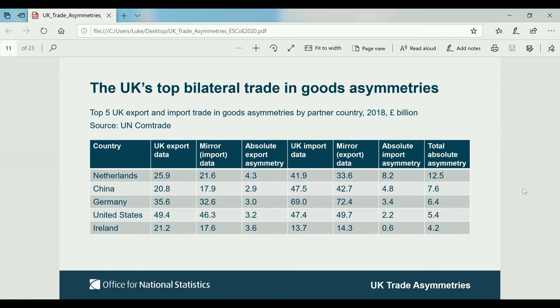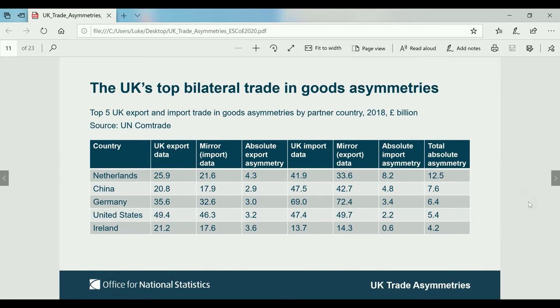And the data are from the United Nations Comtrade. As you can see, the Netherlands are the country with which we've got the largest total absolute asymmetry. So we've got exports recorded by the UK of 25.9 billion. The imports as measured by Netherlands are lower, and that gives us an asymmetry on the export side of 4.3 billion. And again, we in the UK have a higher estimate for imports from the Netherlands, £42 billion very nearly. And that gives us an asymmetry there of 8.2 billion. So Netherlands top there, China, Germany, the United States and Ireland making up the top five.